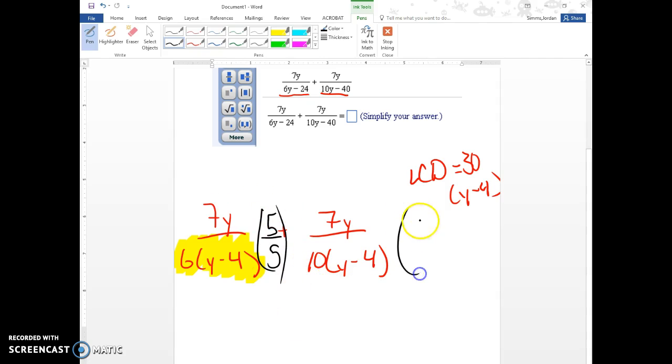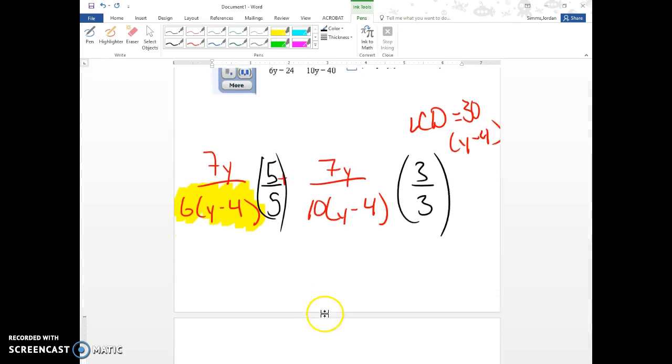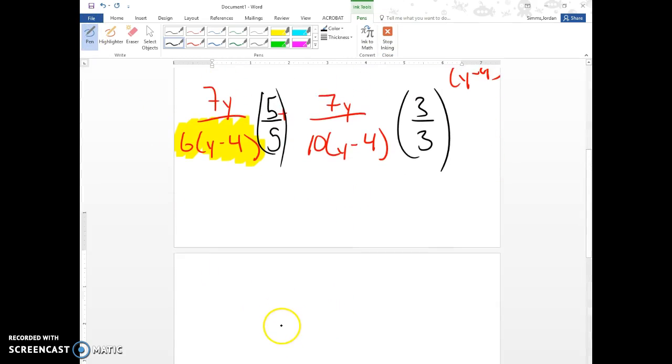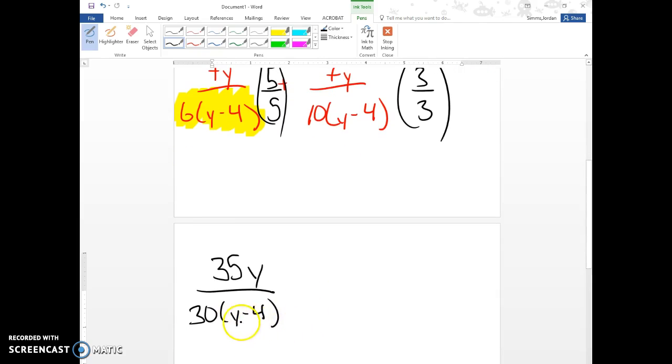Over here, I'm going to multiply by 3 over 3 to get the LCD. Again, 10 times 3 will give us 30. So let's do that, and I got to make some more room before I do. Okay. So up top, 7y times 5 is 35y. And on the bottom, we have 6 times 5 is 30 times y minus 4. This is why factoring is so great, because we can just leave it in factors and deal with other numbers.